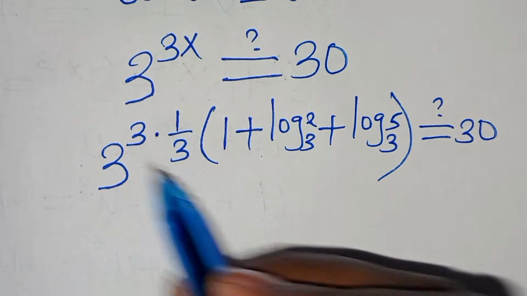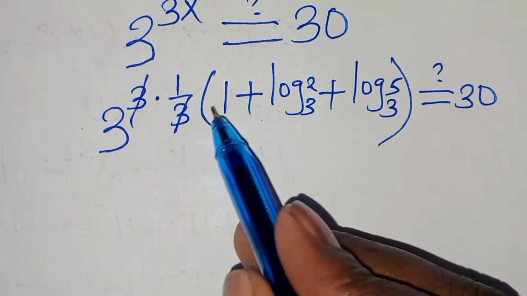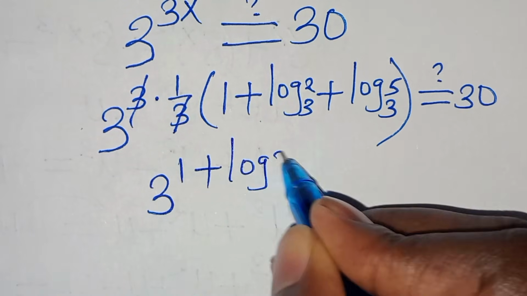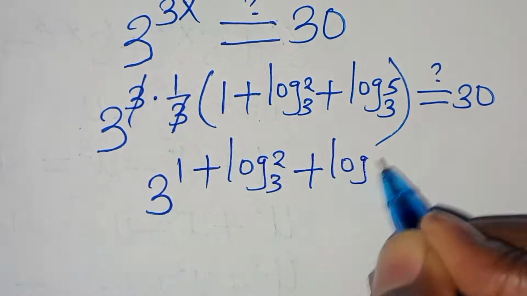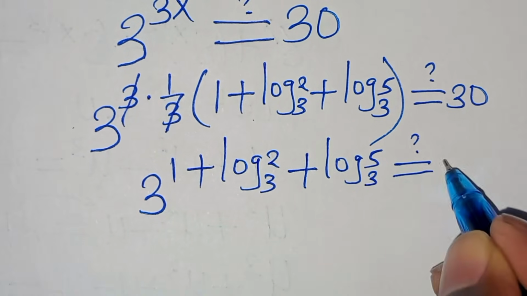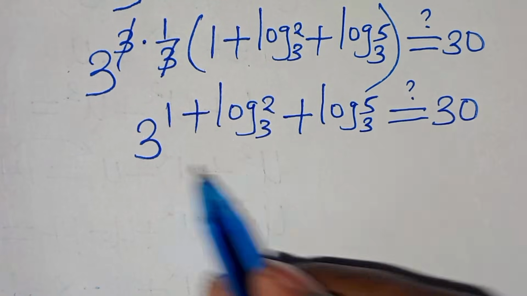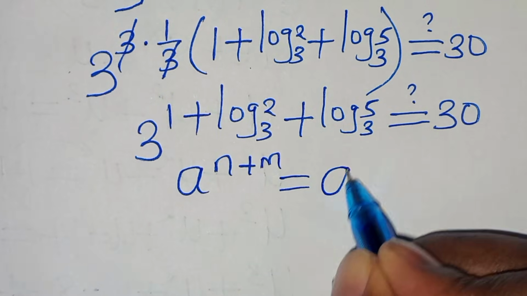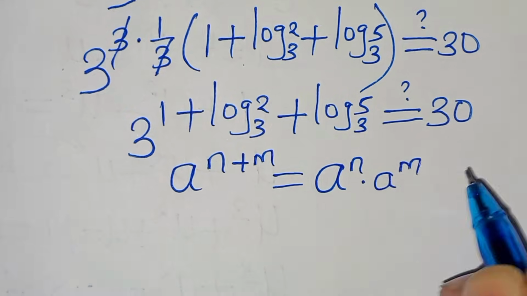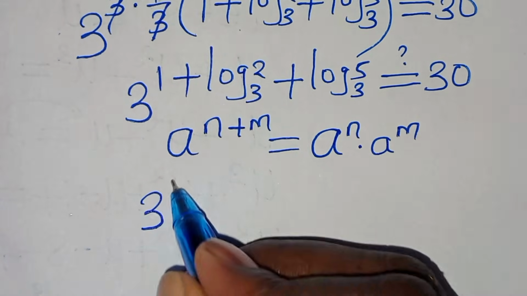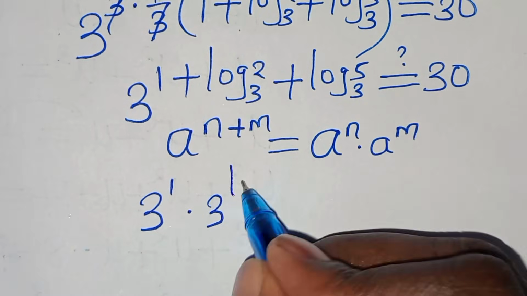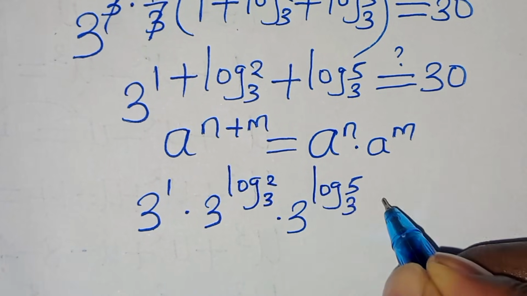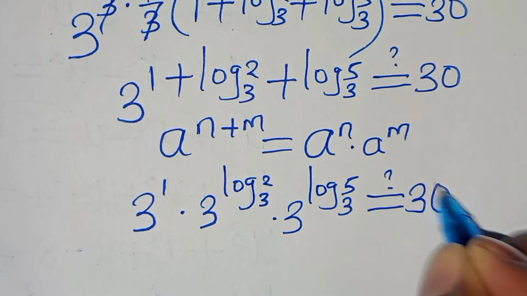Now let's simplify 3 and 3 here, and then we open the parentheses here. So this is 3 to the power of 1 plus log 2 to base 3, then plus log 5 to base 3. This is supposed to give us a value of 30. So this is in the form of a to the power of n plus m, which can be expressed as a to the power of n times a to the power of m. So this is 3 to the power of 1 times 3 to the power of log 2 to base 3 times 3 to the power of log 5 to base 3. This is supposed to give us a value of 30.